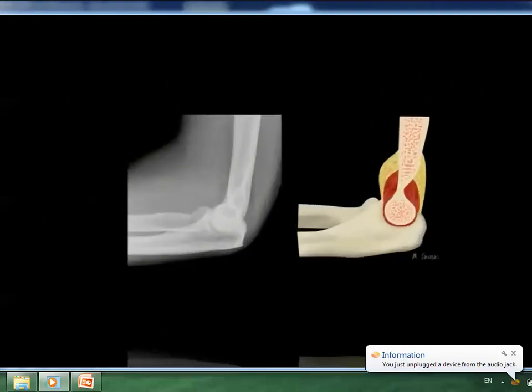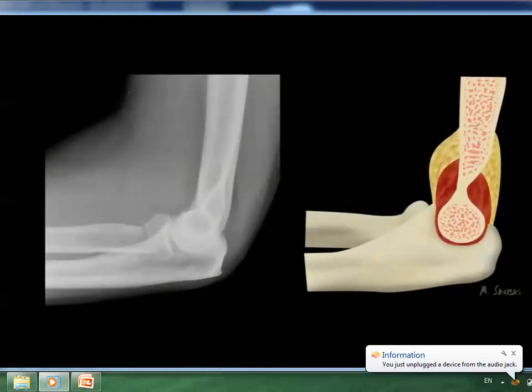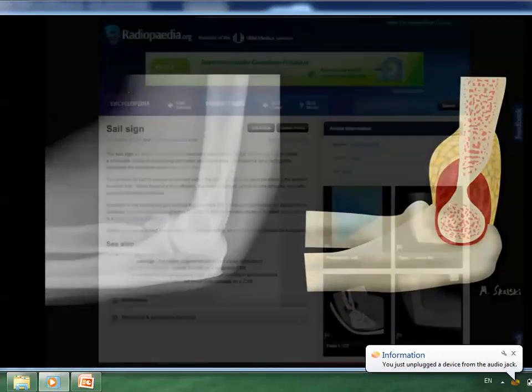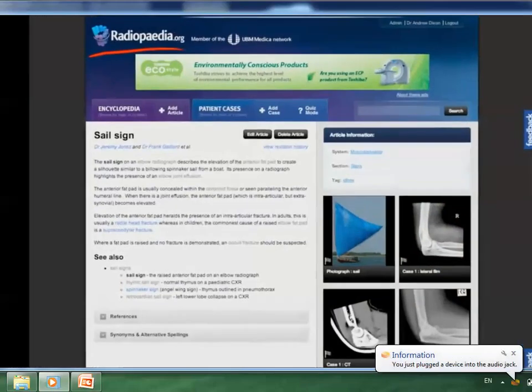So hopefully now you'll be able to confidently identify elbow joint effusions on lateral radiographs by looking for the sail sign and the posterior fat pad sign. You can read more and see other case examples on radiopedia.org.